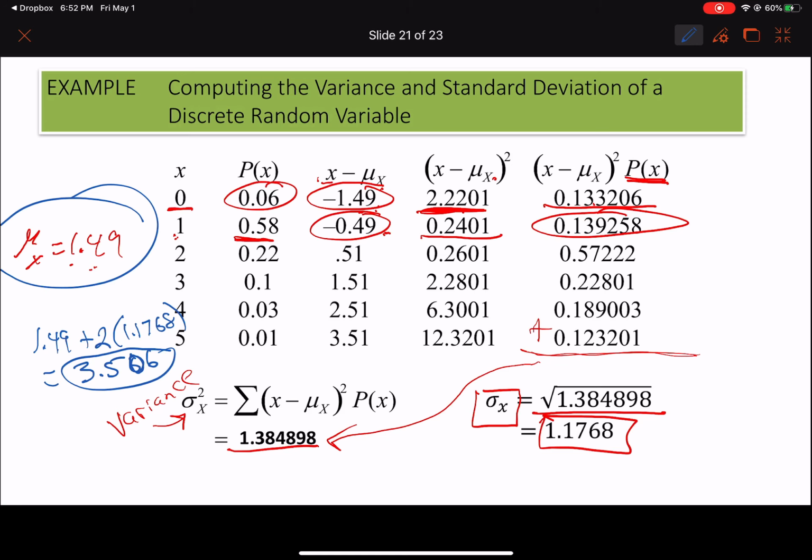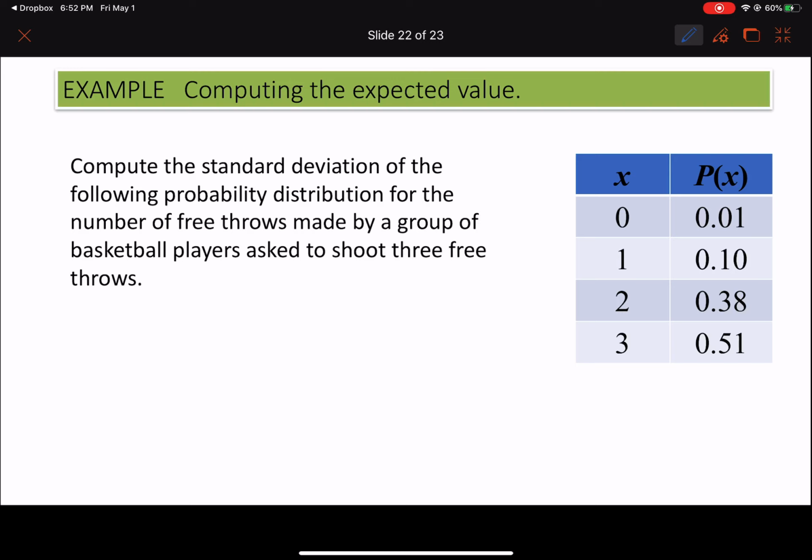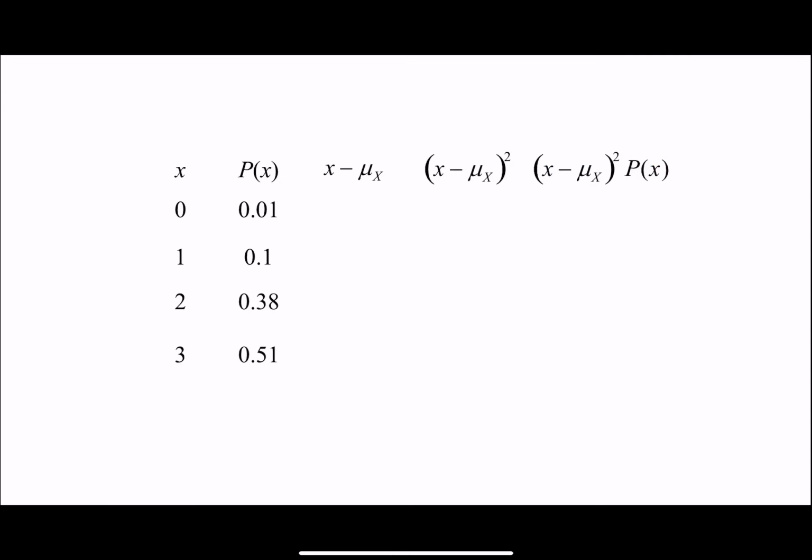Okay, so now I would like you to compute the standard deviation of this probability distribution for the free throws made by a group of basketball players. So I would like you to take this data. I already set up the chart for the math on the next screen. You do not have to use mine if you don't like, but I set that up for you. Go ahead and do the math, pause this and see if you can calculate that standard deviation, and then come back and we'll do it together.